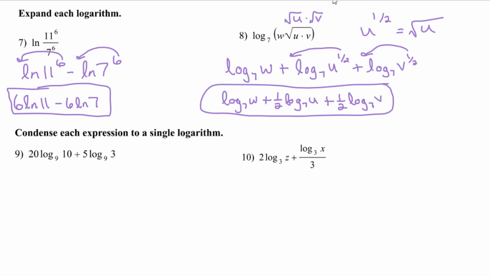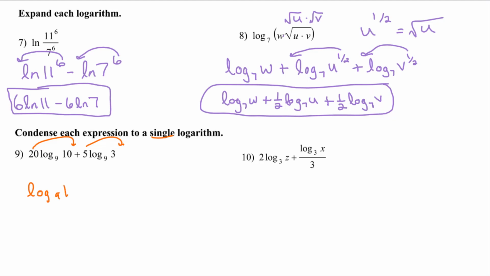Now let's condense. So we're doing the exact opposite. We have more than one logarithm, and we're trying to write it as a single logarithm. So we have to do the steps in the opposite way. These numbers in front are going to have to move and be exponents before we condense these into one logarithm.